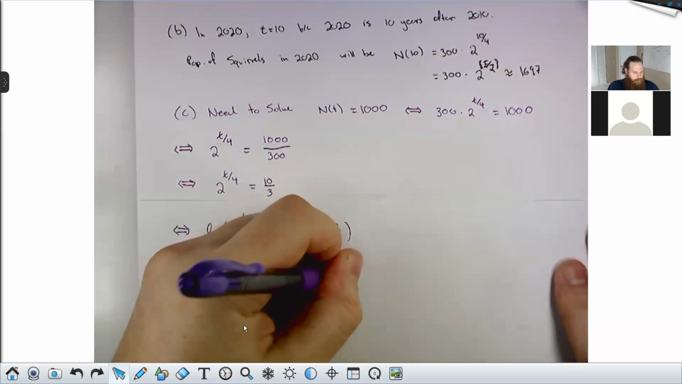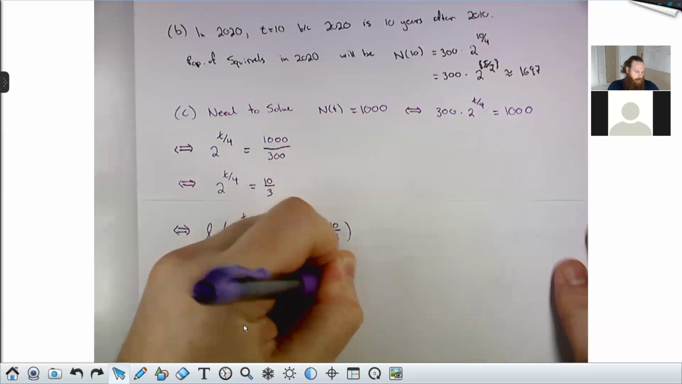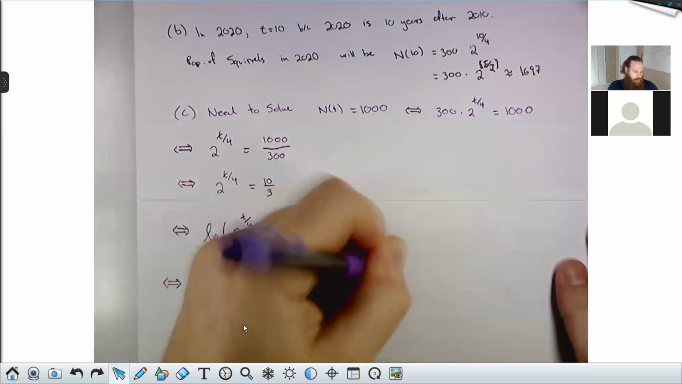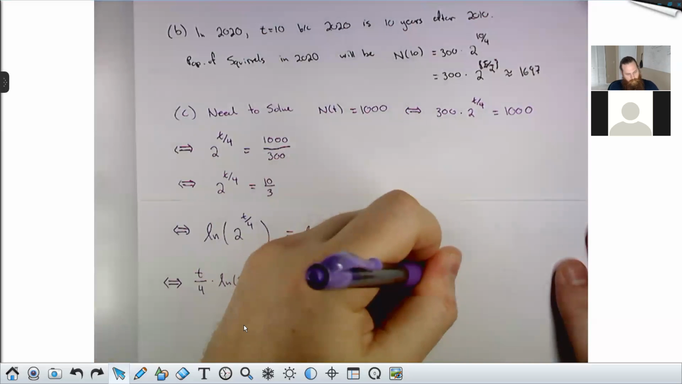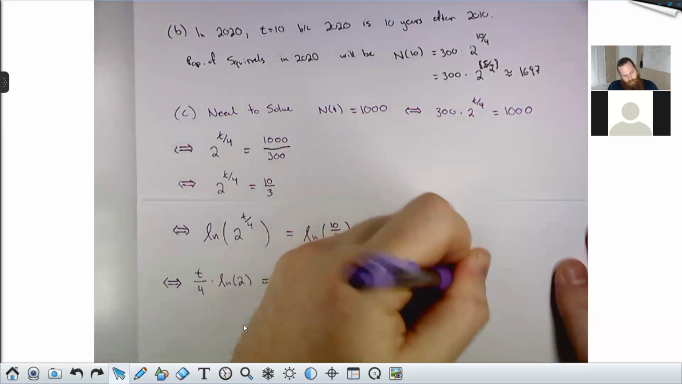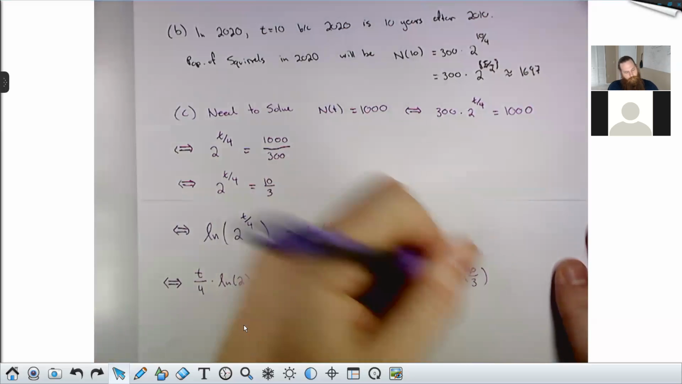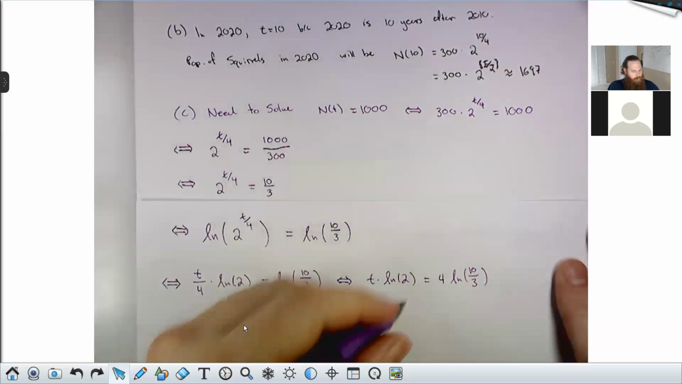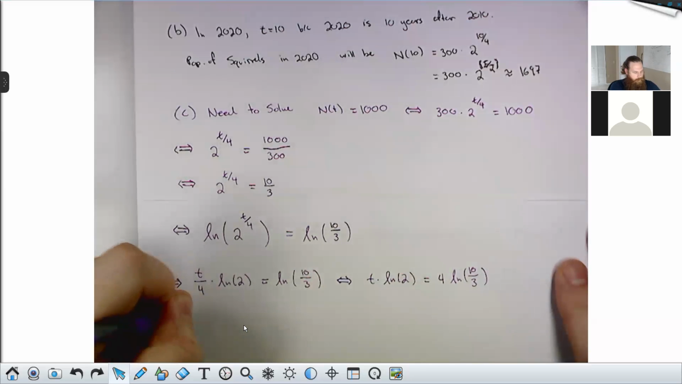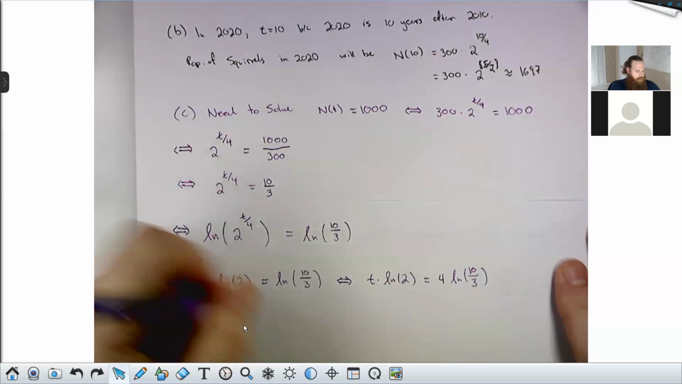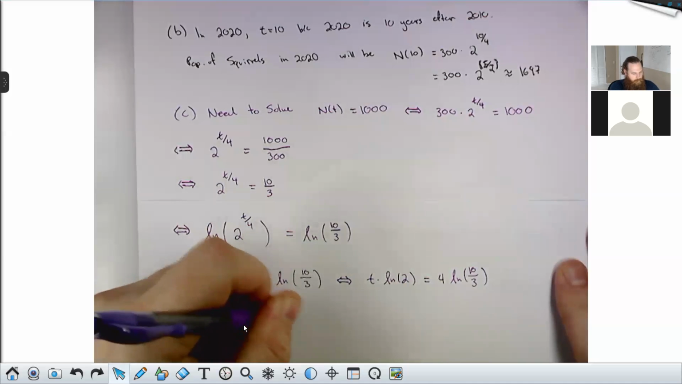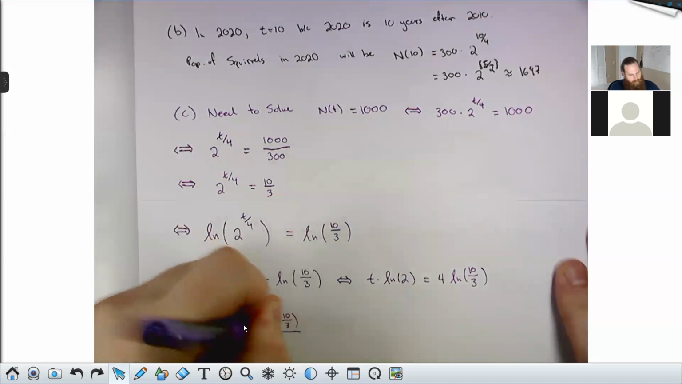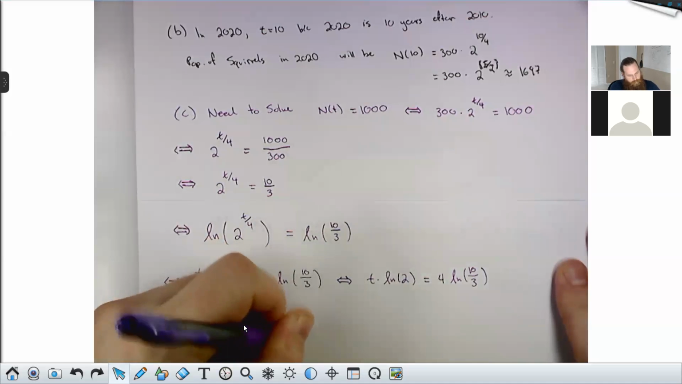Yeah, so I'll multiply both sides by 4, get rid of the 4. And then I'll divide both sides by the natural log of 2. And I get t as 4 times the natural log of 10/3 divided by the natural log of 2.